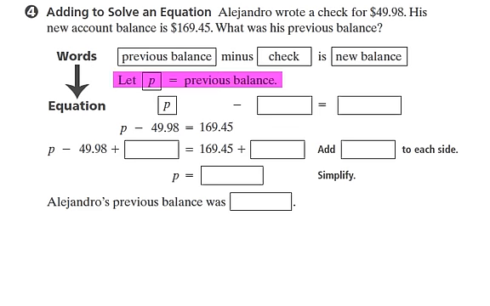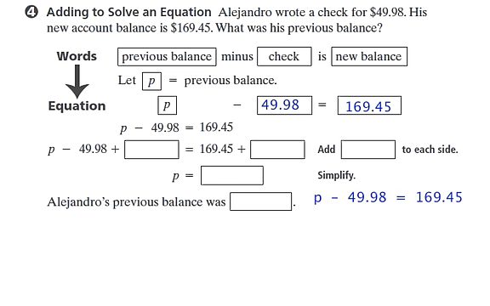We're going to let P equal his previous balance. So P minus the cost of the check, which is $49.98, is equal. The new balance is $169.45. That's the equation we're going to solve. We'll rewrite it down below so that we have room to show our work. We're going to start by adding $49.98 to both sides of the equation.